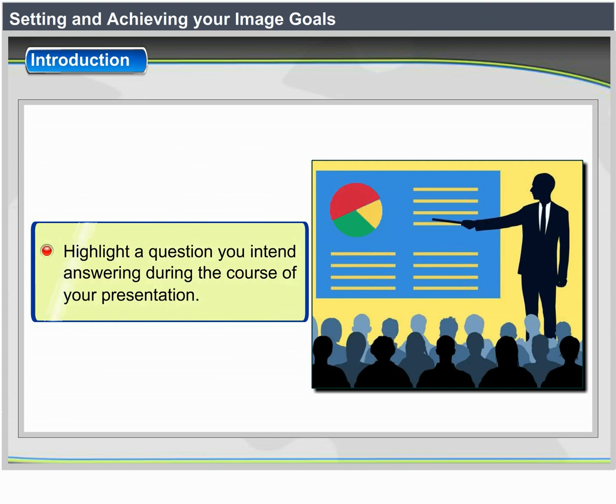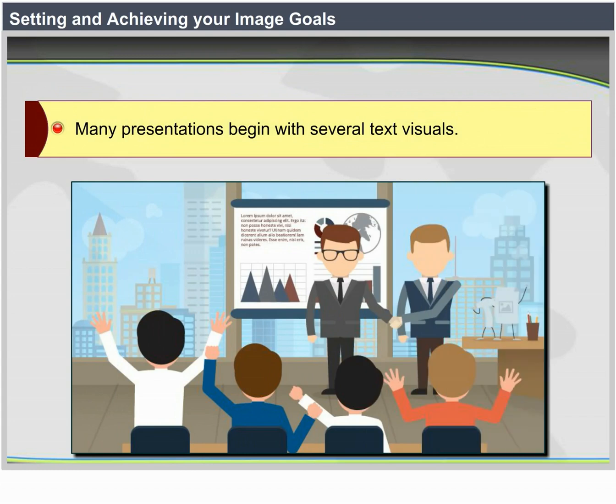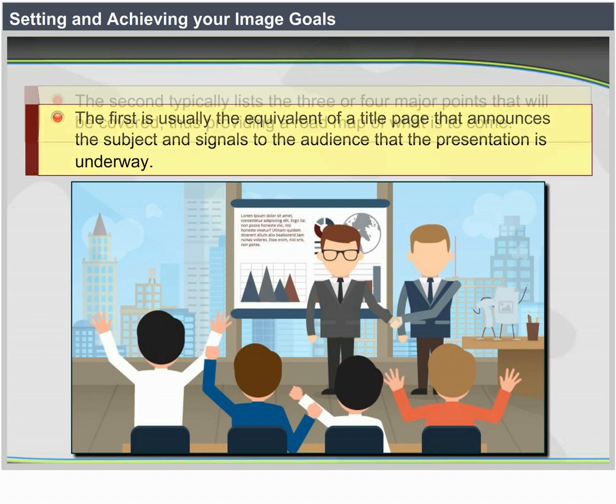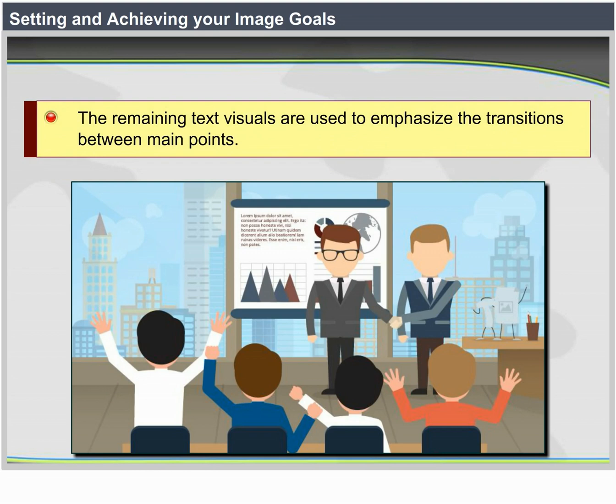Many presentations begin with several text visuals. The first is usually the equivalent of a title page that announces the subject and signals to the audience that the presentation is underway. The second typically lists the 3 or 4 major points that will be covered, thus providing a roadmap of what is to come. The remaining text visuals are used to emphasize the transitions between main points.